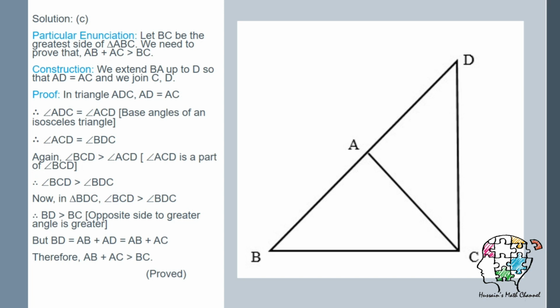Now in triangle BDC, the side opposite the bigger angle is greater, so BD is greater than BC. Now if we break BD, we get AB plus AD. That means BD is equal to AB plus AD, and AD is equal to AC. So we get BD is equal to AB plus AC. So BD is greater than BC means AB plus AC is greater than BC, which completes our proof.